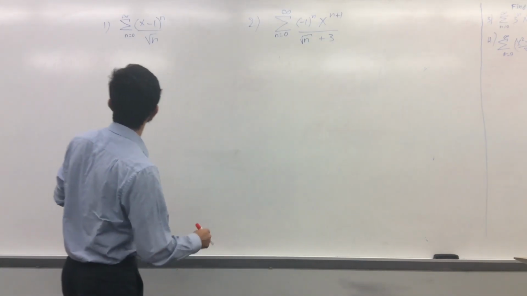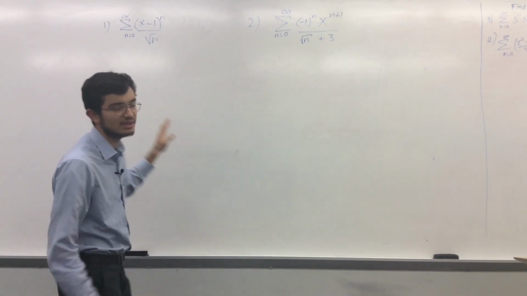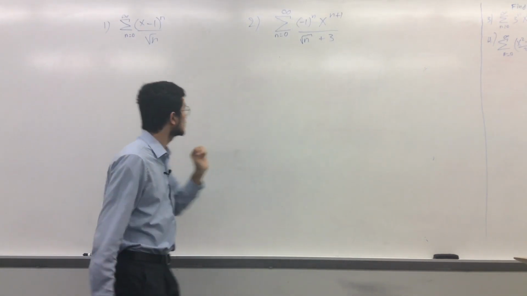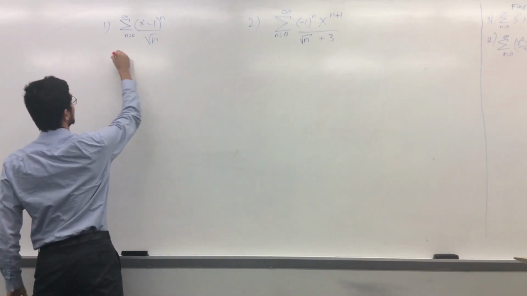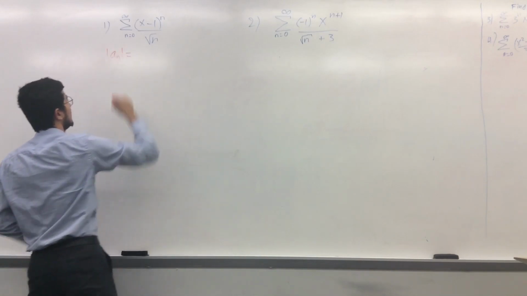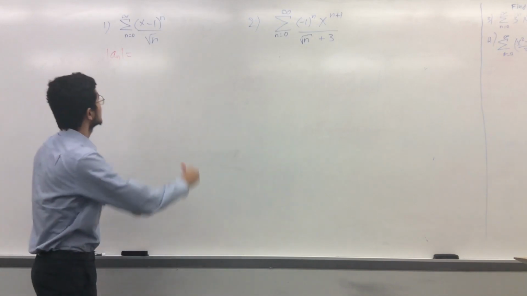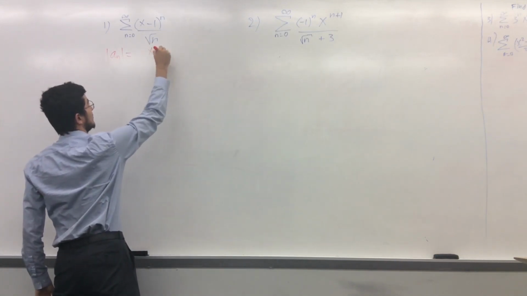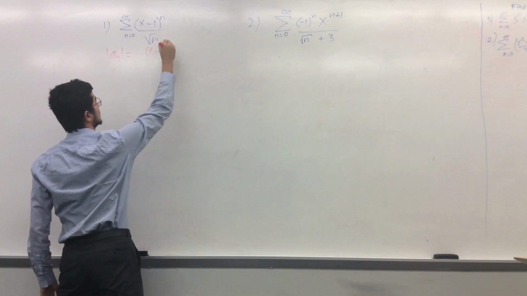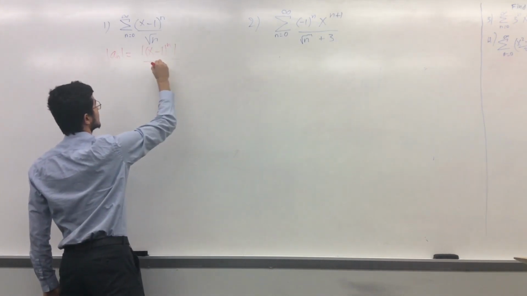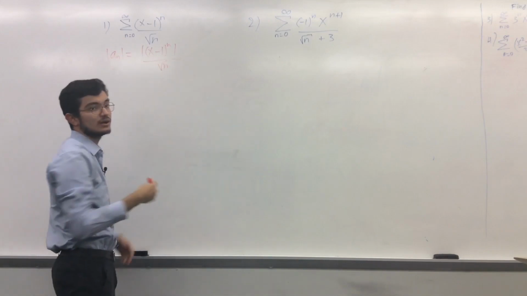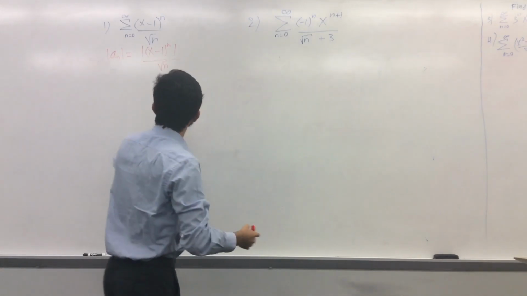So let's see, we use the root test. I think the root test will be much easier. So for the root test we need to find what a of n is. The absolute value of a of n will be x minus 1 in absolute value, right, to the power of n, and divided by the square root of n. So that's going to be our absolute value of a n.